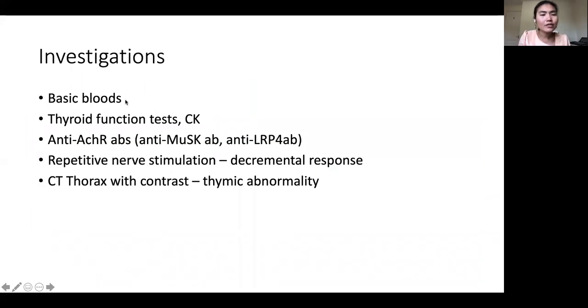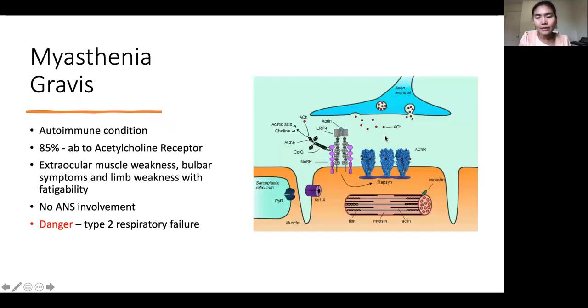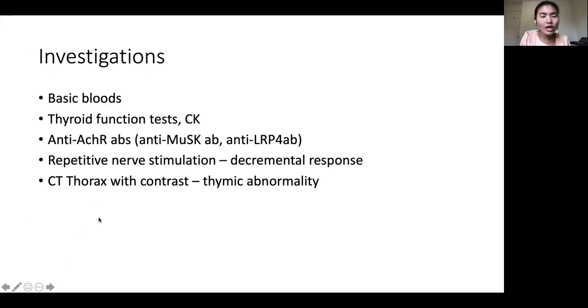Investigations: you check basic bloods, and in all neuromuscular weakness cases you should check thyroid function tests as well as creatinine kinase. You check for anti-acetylcholine receptor antibodies, and if needed you can also check muscle-specific kinase antibody and anti-LRP4, because the antibodies can also attack muscle-specific kinase and LRP4. And you do repetitive nerve stimulation.